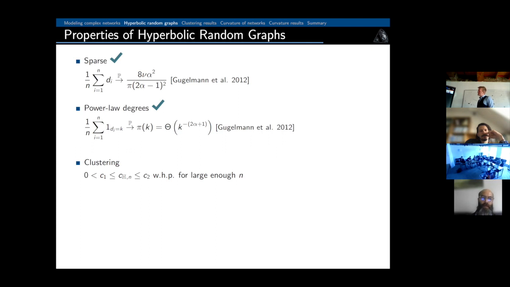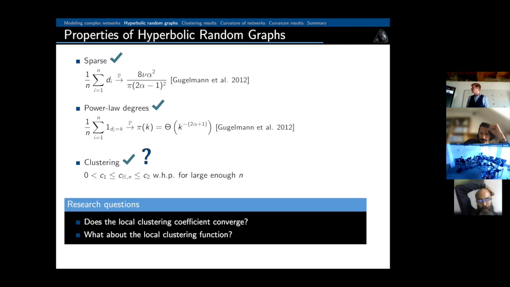And then clustering: they proved that the local clustering coefficient is bounded away from 0 and away from some constant with high probability for very large n. That tells you, yes, there is clustering, but it still leaves lots of room open, right? For example, this result doesn't tell you if the local clustering coefficient actually converges to something. It can just fluctuate between these numbers. In particular, they had no results about the local clustering function itself.